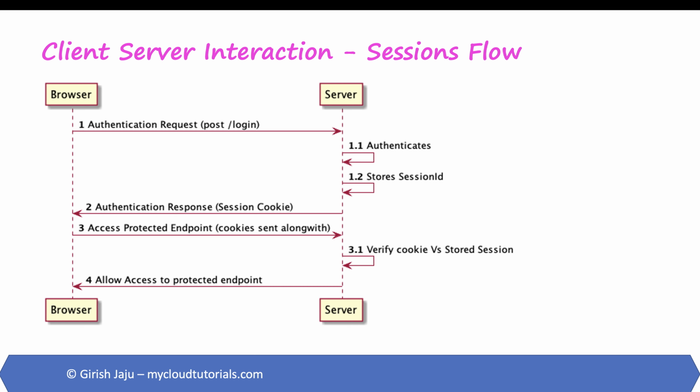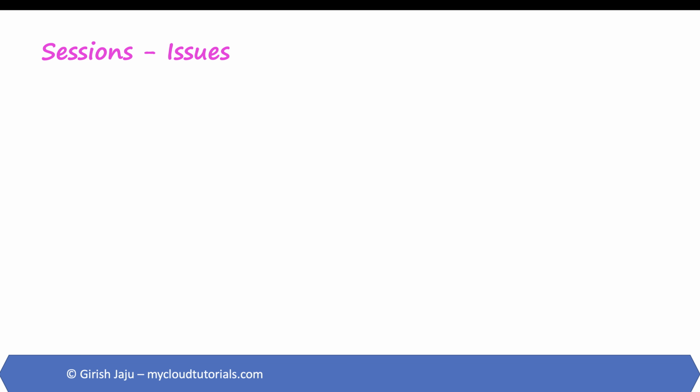The cookies are sent back whenever the client tries to access a protected endpoint. Server verifies the information that comes in the cookie against what is stored on the server. If the verification is successful, the server allows the client access to the protected endpoint. Let's see some of the issues that it poses.